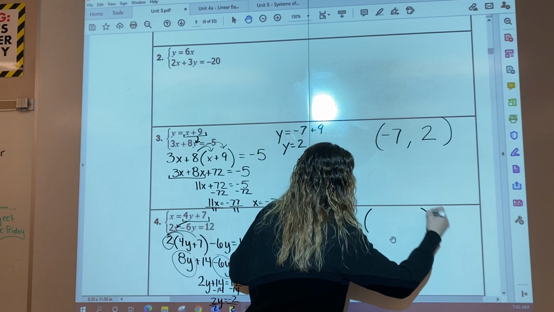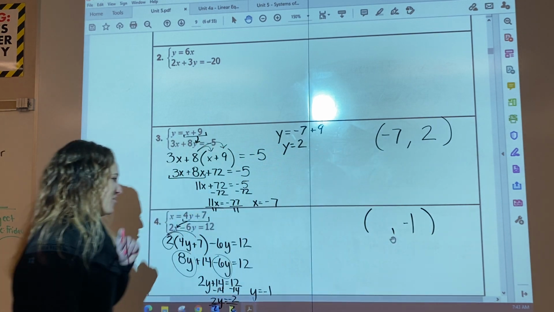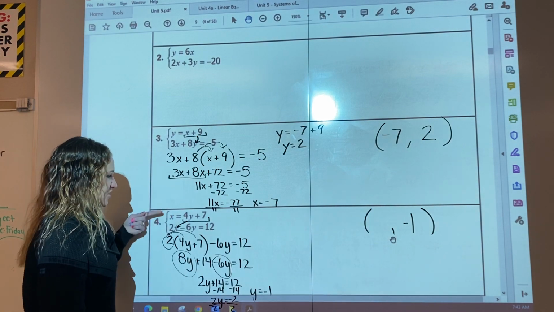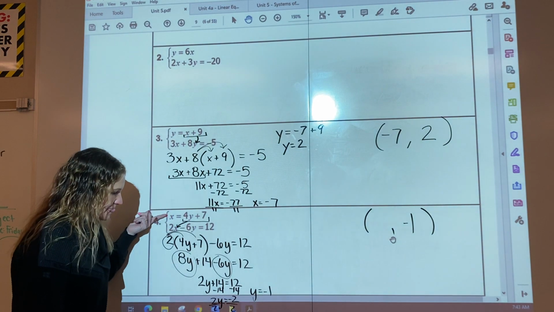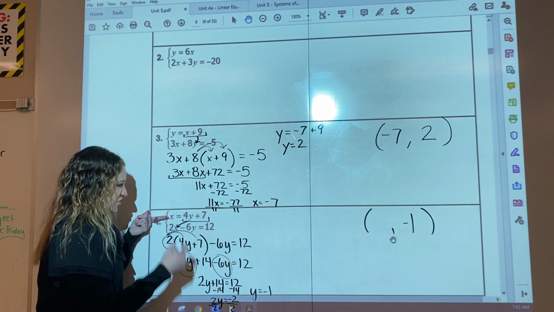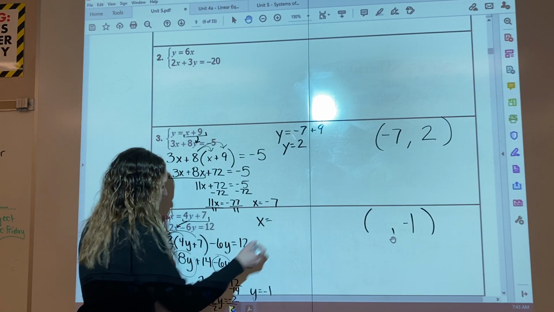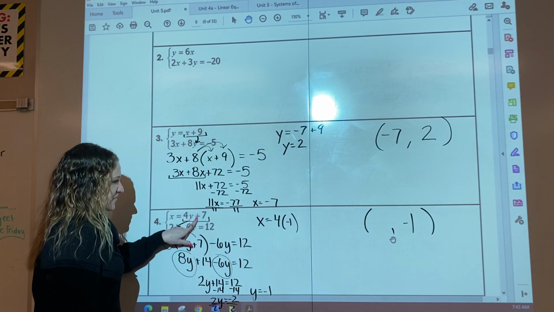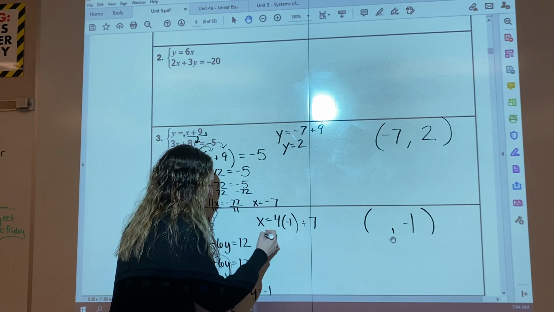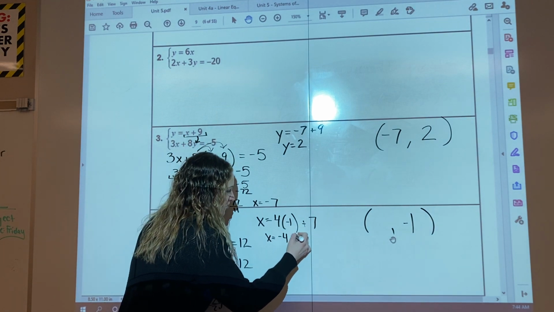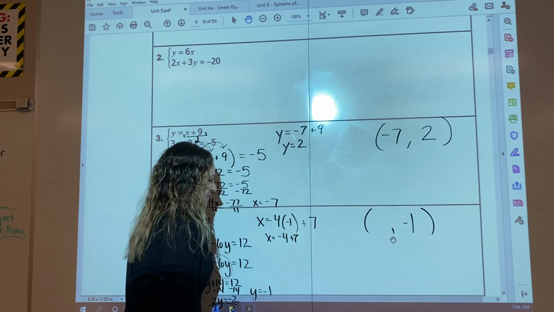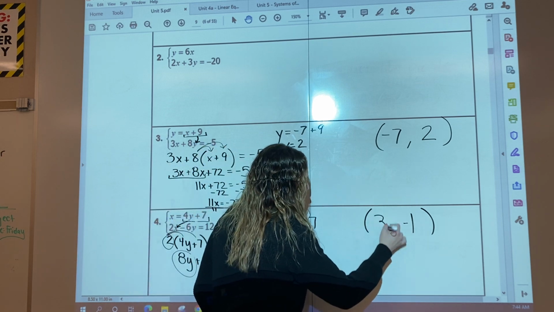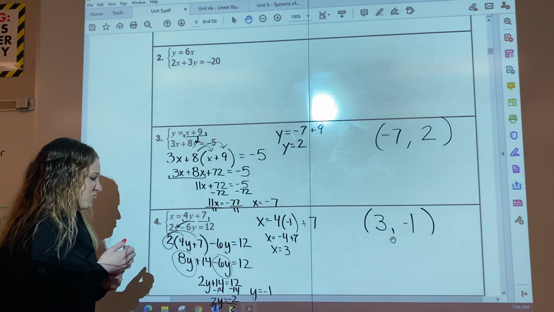So in my ordered pair, I know that the y is -1. Now that I have that value, I'm going to go back to one of my two equations. I'm going to use the top one. I'm going to substitute -1 in for the y. So I have x equals 4 times -1, because remember that's where I got that y from, plus 7. 4 times -1 is -4. -4 plus 7 is going to give me 3. So my ordered pair is 3, -1.